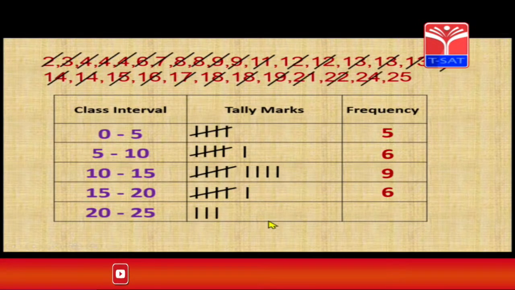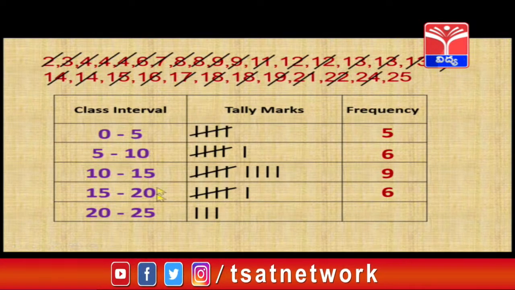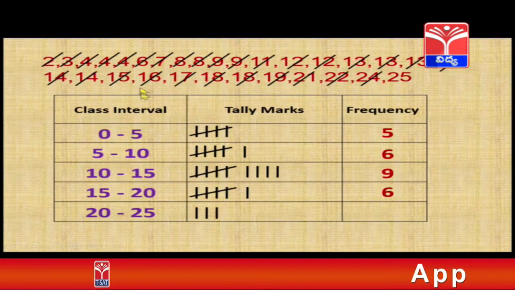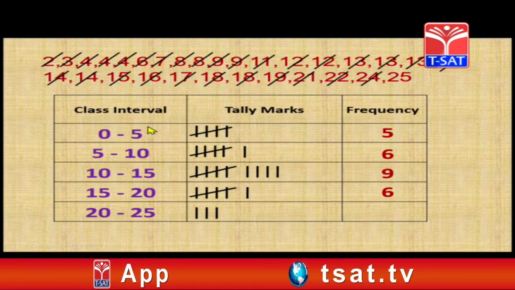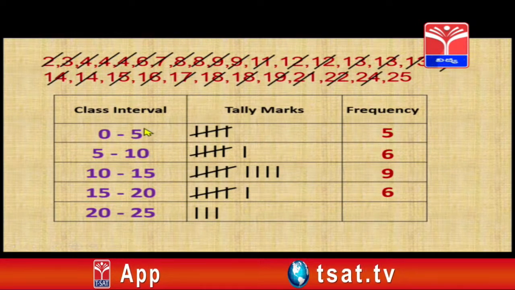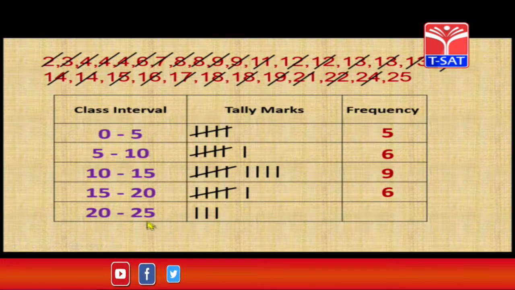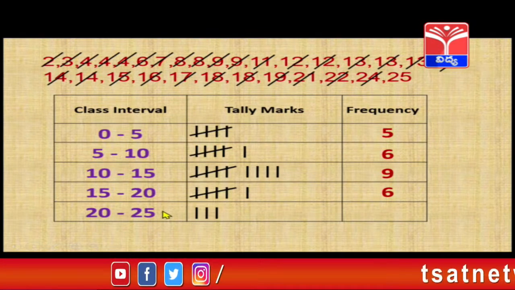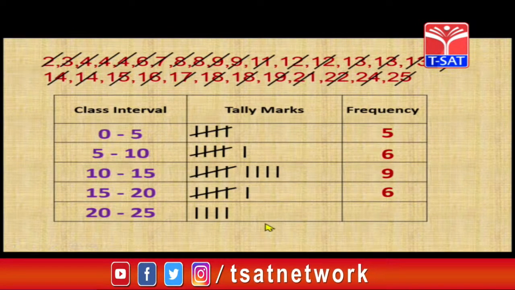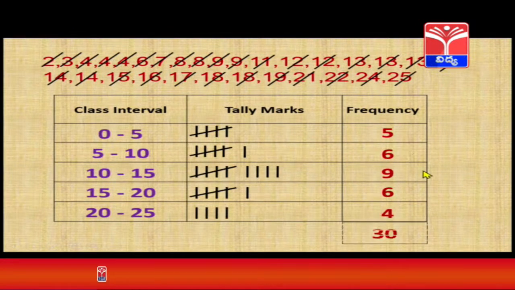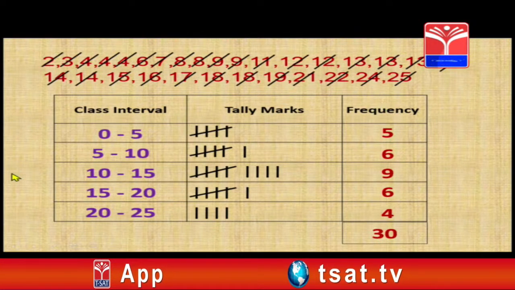Now, please see, here one problem. This type of class intervals you will be calling exclusive class intervals. The reason is, if I get a 5 value, I can't include it here in this one, it goes to the next. That is the reason this type of classes are called exclusive classes. The last one is 25, but I can't make it outside. So, I will be using the same place. So, how many are there? 4. The total is how much? 30. In this way, you will be preparing the frequency distribution table by using tally marks.